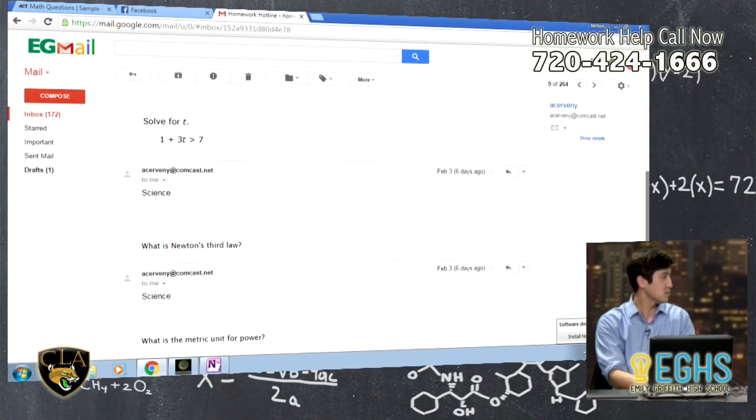Algebra question. So solve for t. 1 plus 3t is greater than 7. Oh, okay. This will be easy and quick.